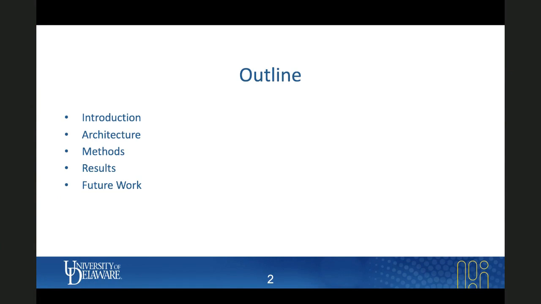So the outline of the talk is as follows. I'm going to introduce some terms required for this talk in the introduction. I'm going to talk about the agent architecture that we've built for the automated health coach. And then I'm going to talk about the study methods, where I'll cover the intervention design. Then I'm going to show you the results of a feasibility trial with 10 participants. And then I'm going to talk a little about our future work.